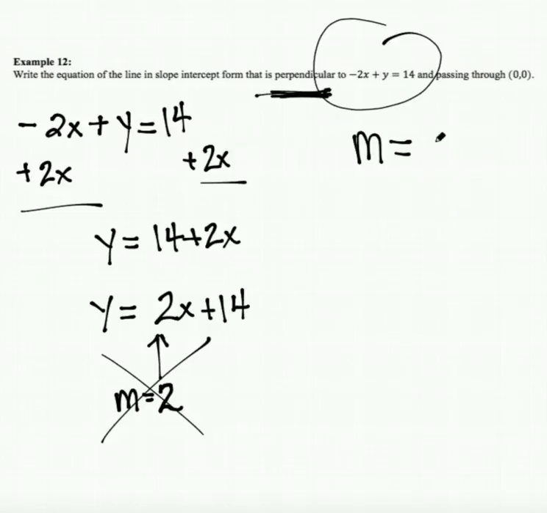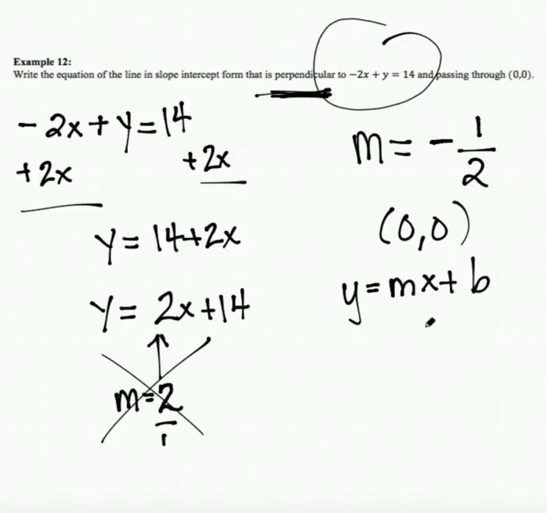Okay? So opposite means opposite sign, so negative. This was a 2 over 1. So if I find the reciprocal of that or flip it, I really want to use -1/2. Okay? So I'm really finding the line that has a slope of -1/2 and passes through the point (0, 0). Okay? So y equals mx plus b. Let's plug in what we know. My y is 0. My m is -1/2. My x is 0 also.